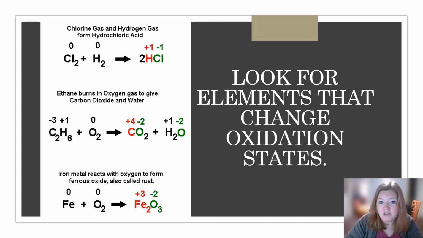Two, look for elements that change oxidation states. So you can go through and figure them out. Well, I know that if I had an element that had no charge and on the other side it's in a compound, well, its oxidation state had to change, okay? So you can go through the equation and look for oxidation states that change, and those are just some examples.